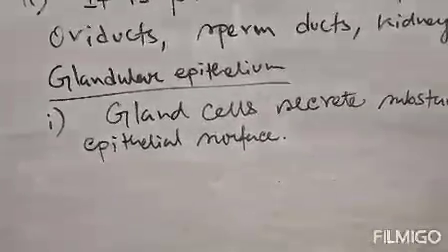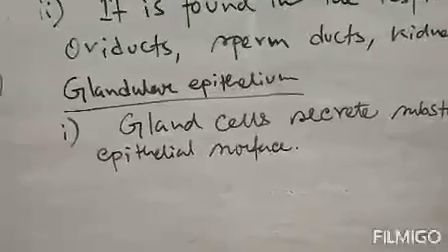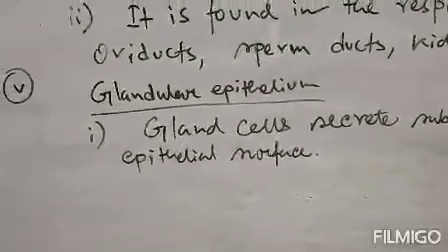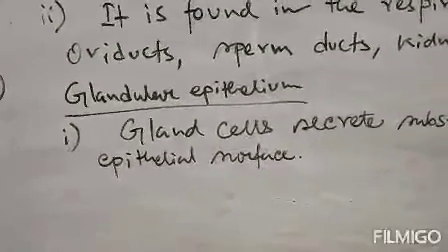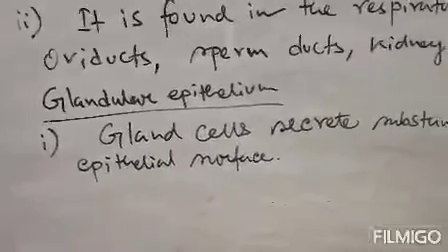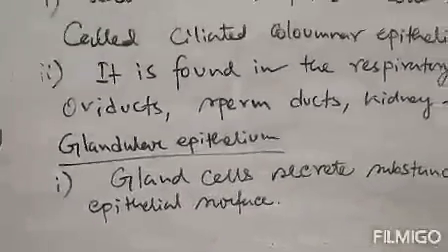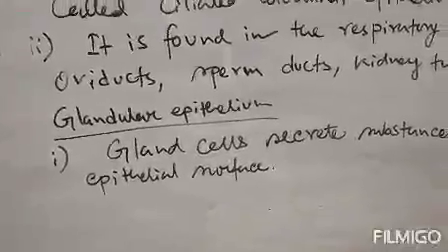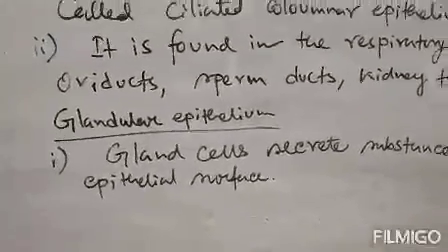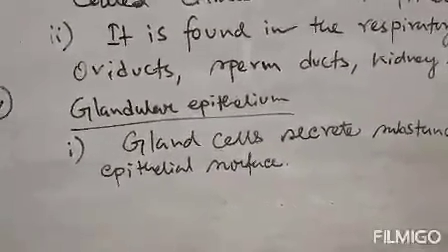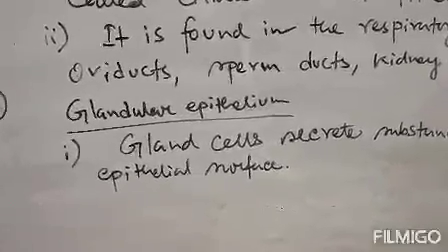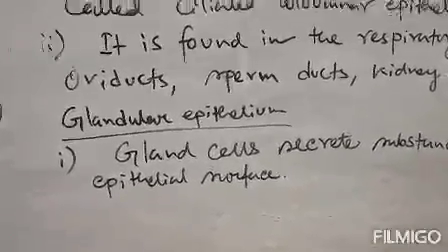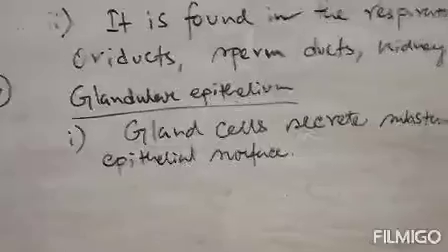Sometimes a portion of this glandular epithelial tissue folds inward. This results in the formation of a multicellular gland, which is known as glandular epithelium. So when some portion of epithelial tissue folds inward, and this results in the formation of a multicellular gland, then these glandular epithelium tissues are formed.